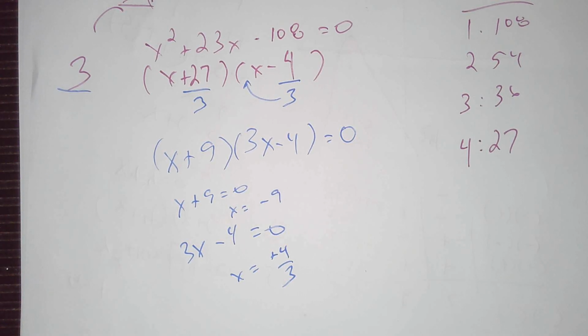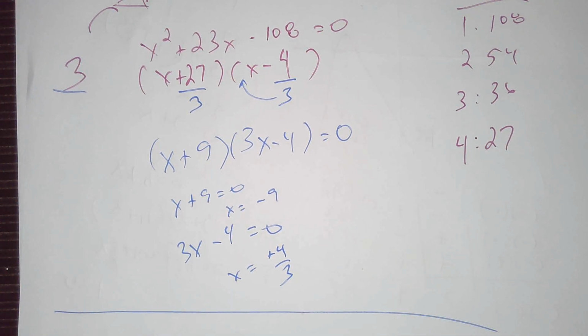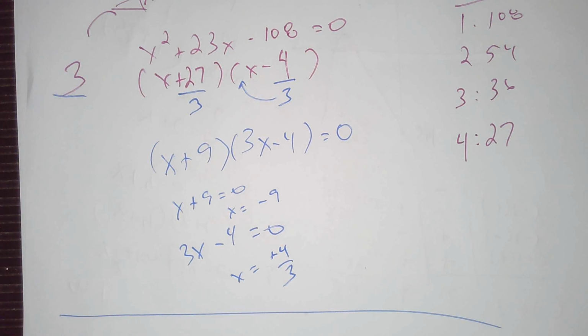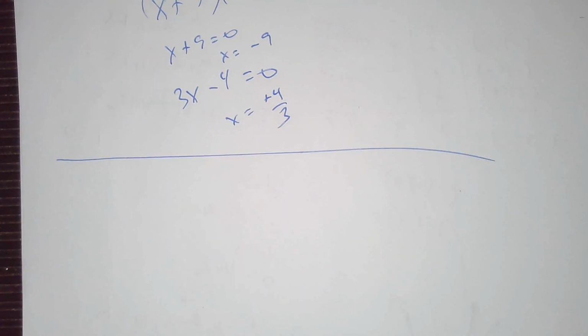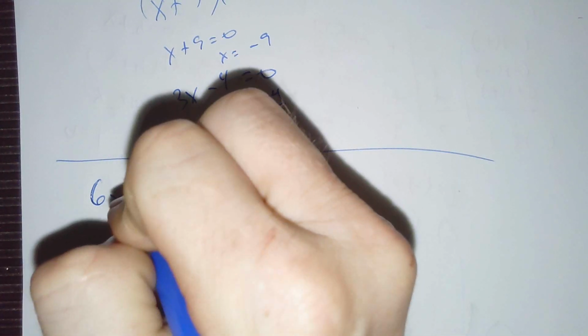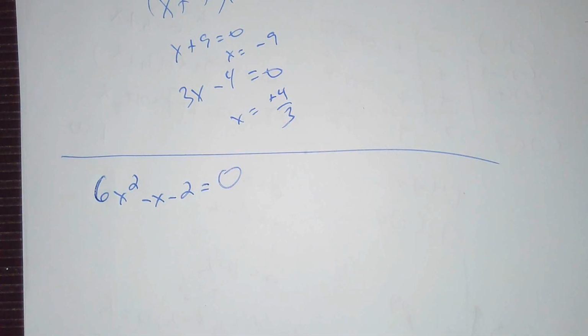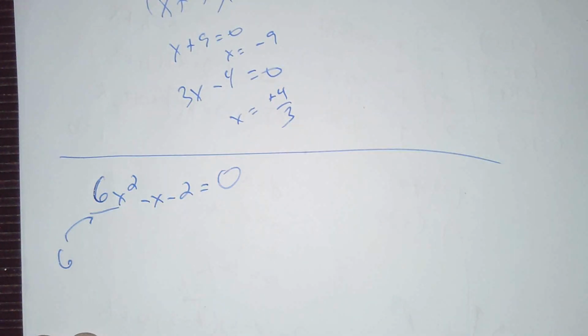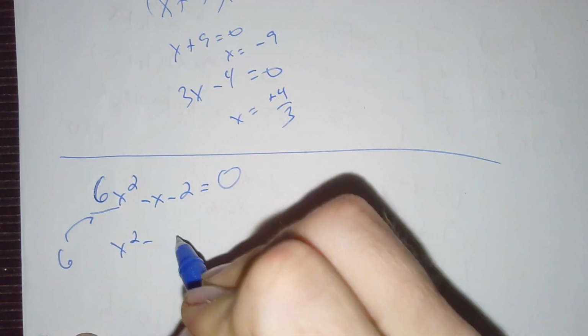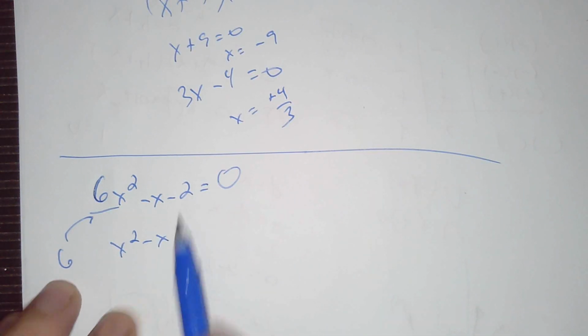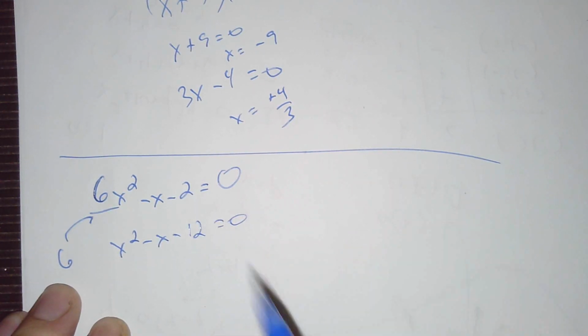All right. So another scenario is, say, for instance, let me bring up the question. Okay, I found it. Say I have the question 6x squared minus x minus 2 equals 0. Okay, and I want to slide and divide this. So the first thing I'm going to do is slide the 6 out of the way, and I'm going to have x squared minus x, and now I have to multiply 6 times negative 2 to make negative 12. That equals 0.